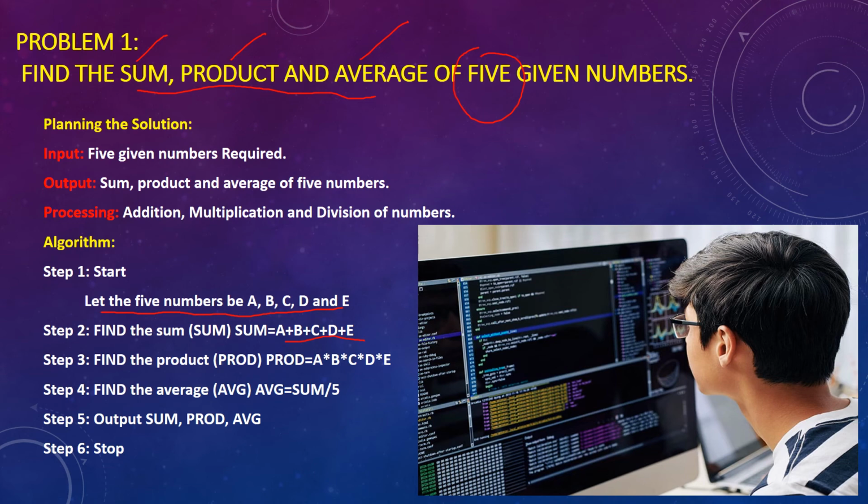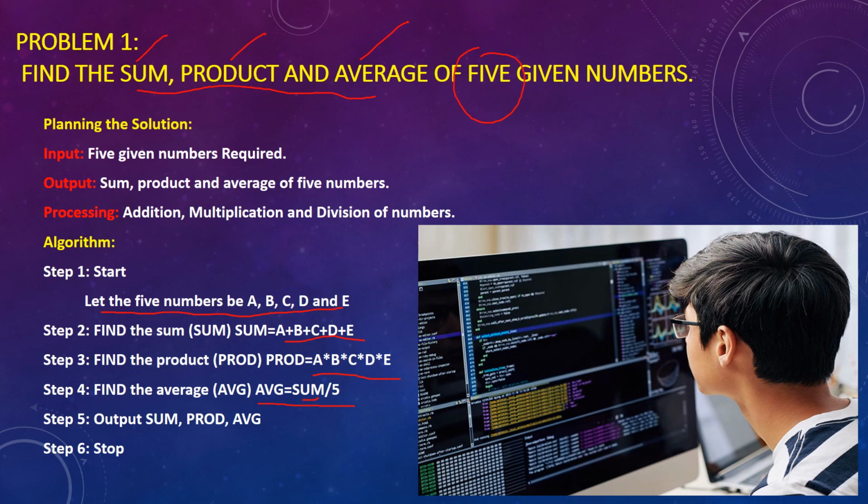Then step 3, find the product of 5 numbers. Then step 4, find the average. Average is basically the sum of all numbers divided by the total number of numbers. So you are going to find the average, you will write just sum, you are not repeating A plus B plus C plus D plus E here, you just write the sum which you have already found in step 2. So you will write here sum divided by 5. This will give you the result of average in step 4.